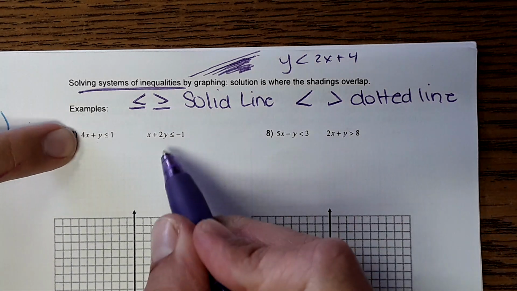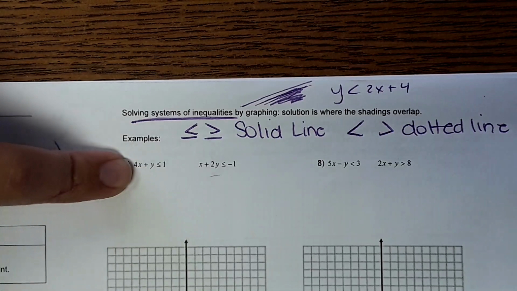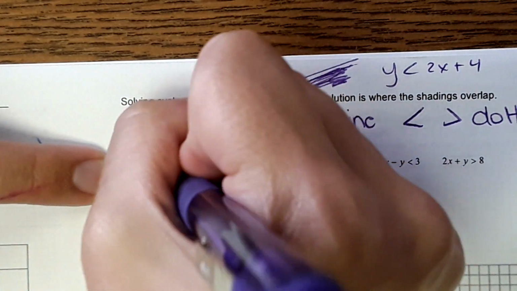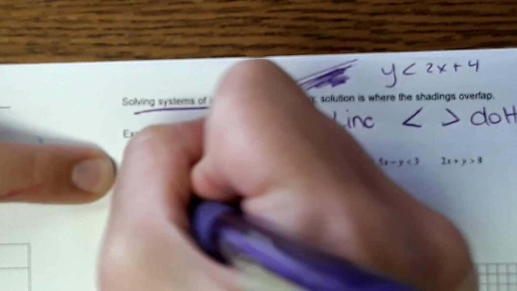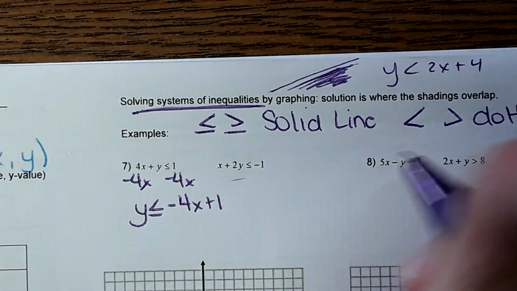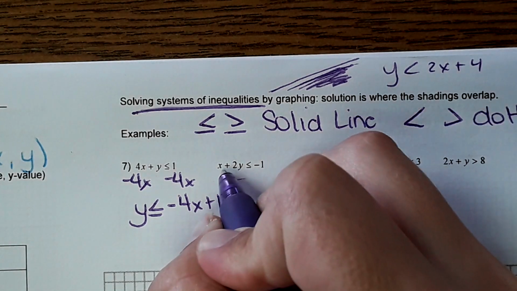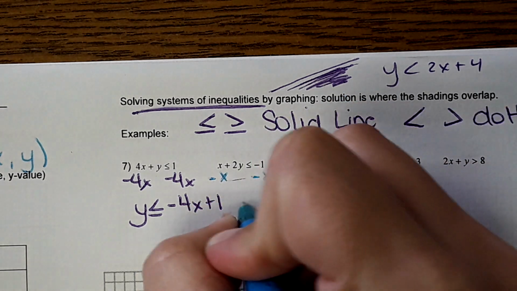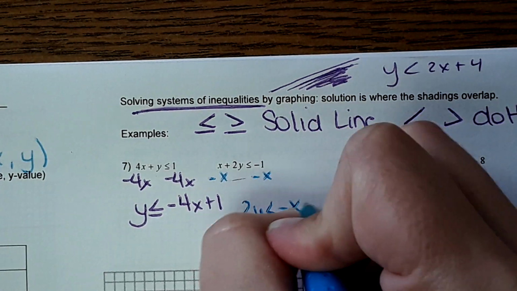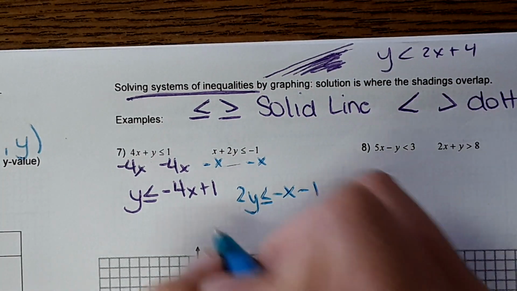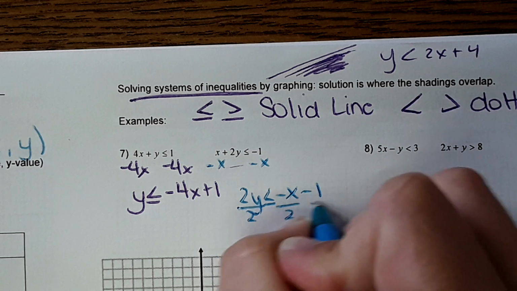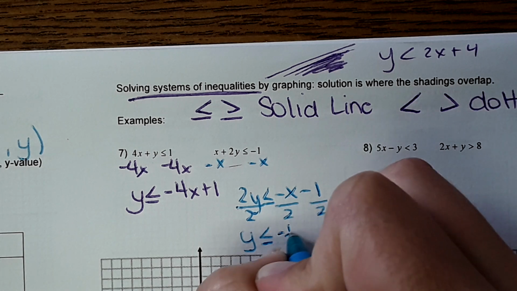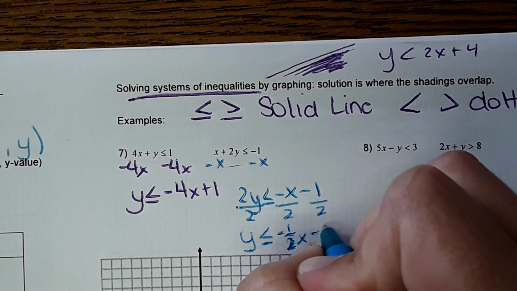So for number 7, I do have to rearrange both of these because they aren't in a format I can graph easily. So I'm going to subtract 4x from both sides. Y is less than or equal to -4x plus 1. And then here, switching colors. Subtract x from both sides. I get 2y is less than or equal to negative x minus 1. And then from here, divide everything by 2. Y is less than or equal to negative 1/2 x minus 1/2.